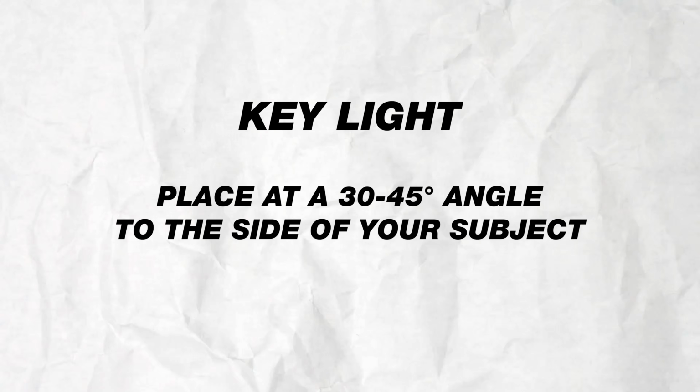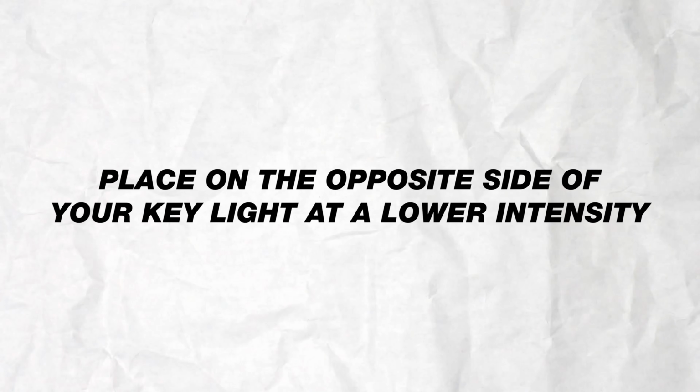The first light that you'll use is called the key light, and this is the most important light that is going to be the main light source for your subject. You're going to want to place this light at about a 45 to 30 degree angle towards the side of your subject, which is just going to help add some nice depth and texture to your face. You don't want it to be too straight on because your lighting will look a little bit too flat. Now the second light here is called the fill light, and you're going to put this on the opposite side of your key light at a lower intensity as well.